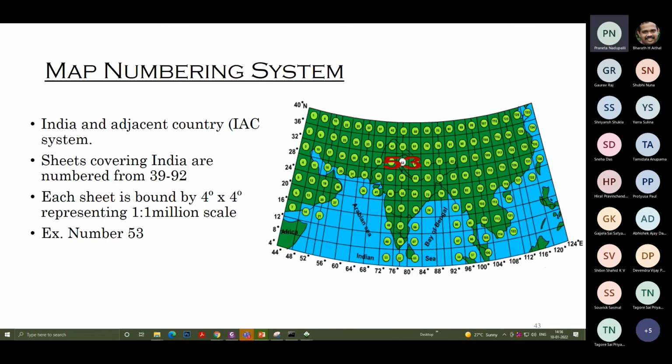Next, we would look into detail at the map numbering system. India and adjacent countries have the sheet covering of India, which has maps numbered from 39 to 92. Each sheet is bounded by 4° to 4°. Like all the maps, the square part of it, or each sheet number, is 4° to 4° in dimension, and it represents a 1:1,000,000 scale.